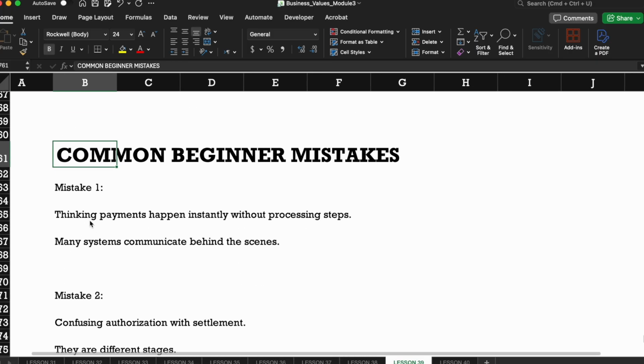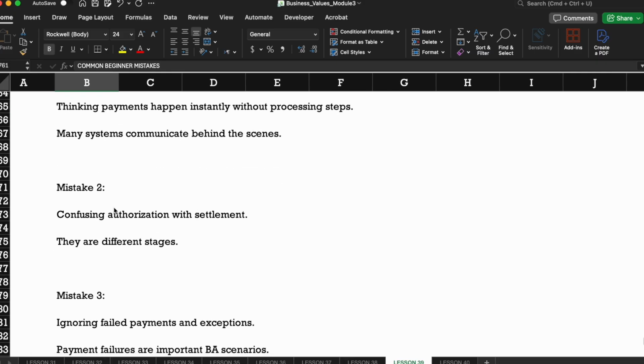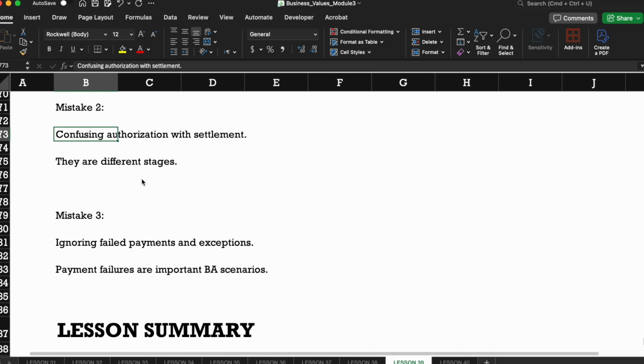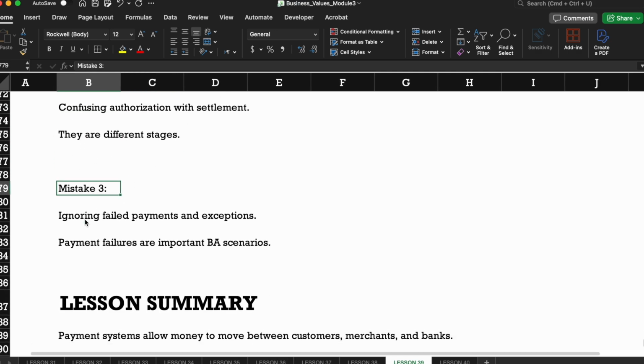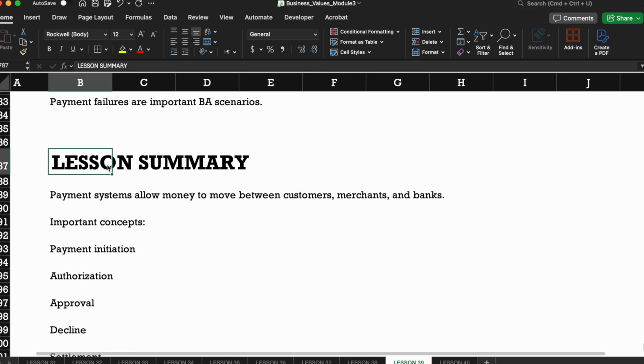Common beginner mistakes. Mistake number one: thinking payments happen instantly without processing steps. Many systems communicate behind the scenes. Mistake number two: confusing authorization with settlement. They are different stages. Mistake number three: ignoring failed payments and exceptions. Payment failures are important BA scenarios.